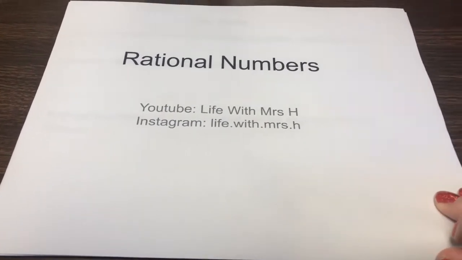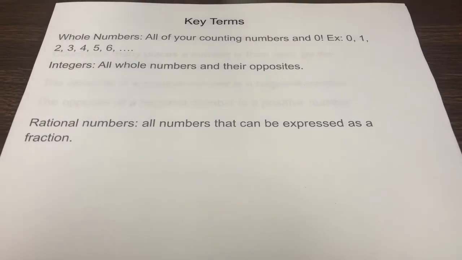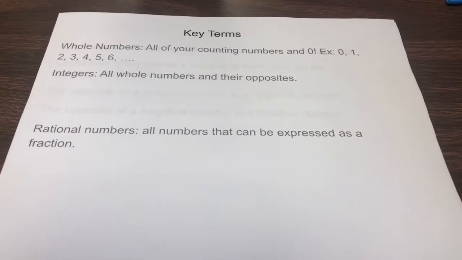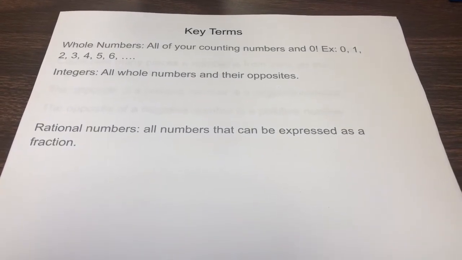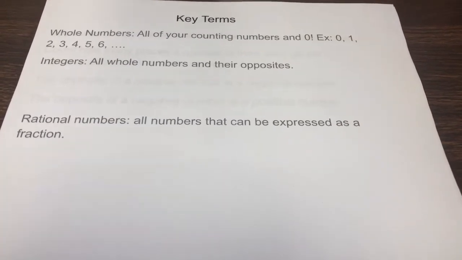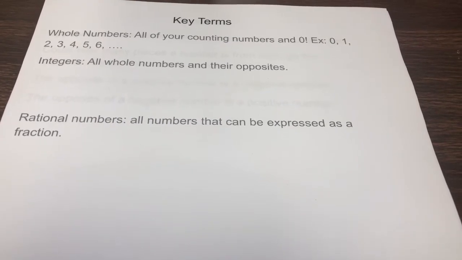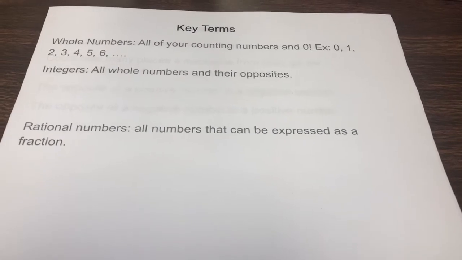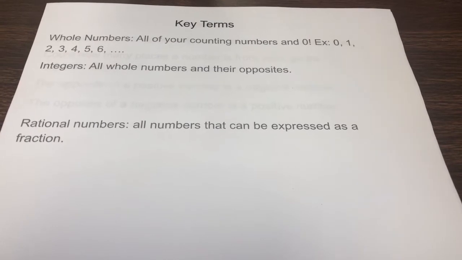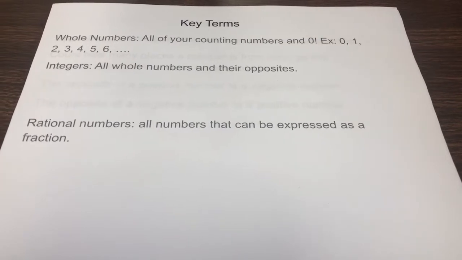Let's now talk about rational numbers. Some key terms that you need to know when we're talking about rational numbers. The first one is whole numbers, and those are all of your counting numbers and zero. So that's all of the numbers that you're learning in kindergarten and first grade and second grade. So 0, 1, 2, 3, 4, 5, 6. Now integers, those are all whole numbers and their opposites. So we're now going on the opposite end of the number line where it starts with 0, -1, -2, -3.